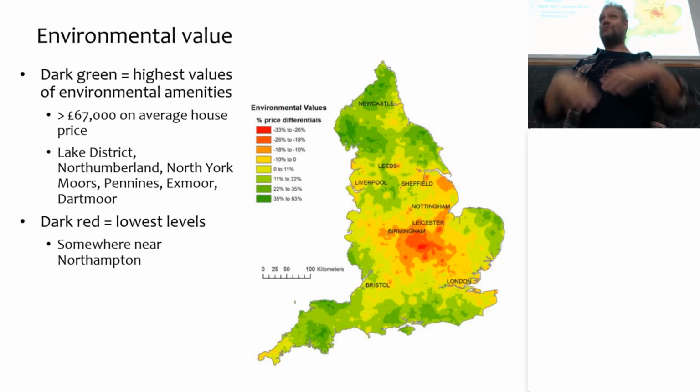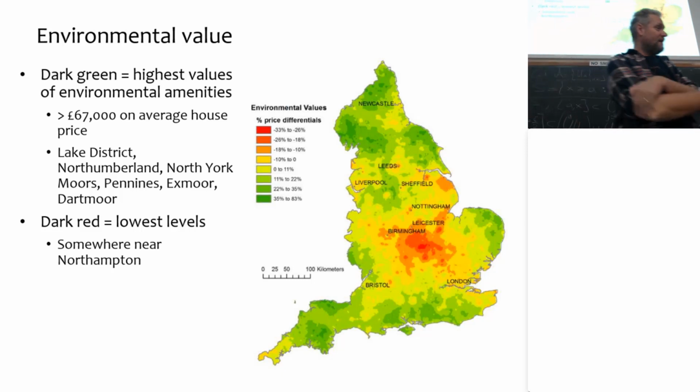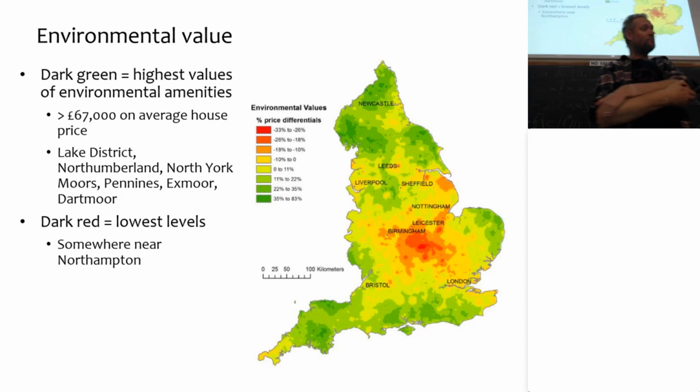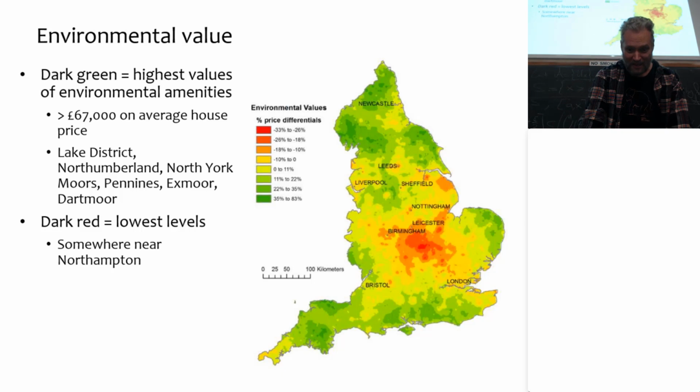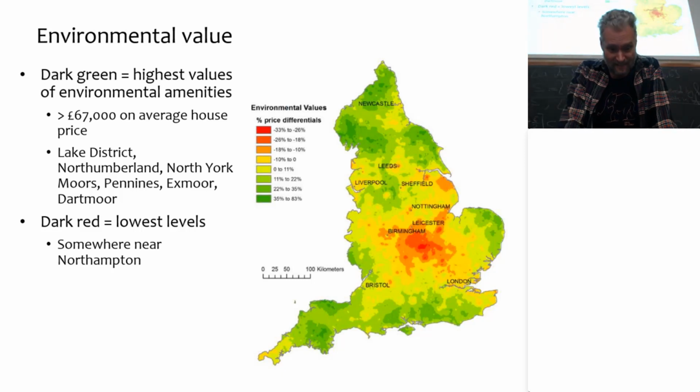So this tells you something about how the housing market appreciates the natural environment. So the worst place to be is in Northampton, and the best place to be is in Exmoor, or Dartmoor, or the Lake District, right? So this is very closely associated also where people like to take their holidays if they're in this country.